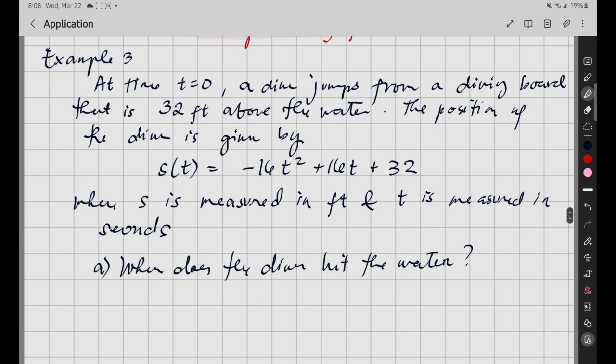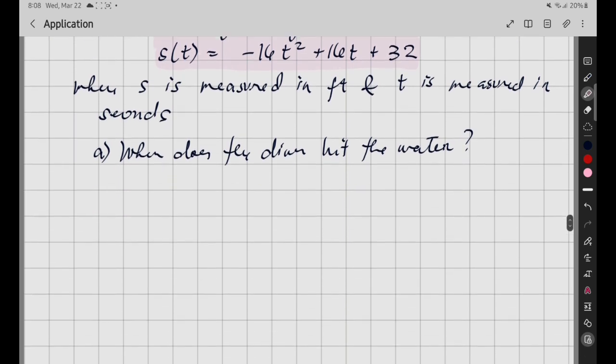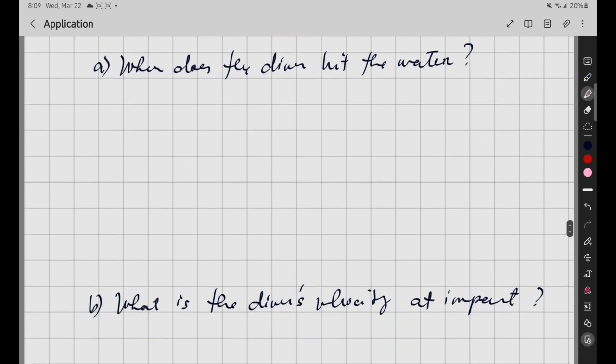Okay, so here we have our third example. At time t equals 0, a diver jumps from a diving board that is 32 feet above the water. The position of the diver is given by the position function, where s is measured in feet and t is measured in seconds. So we have two questions here. When does the diver hit the water? And what is the diver's velocity at impact?